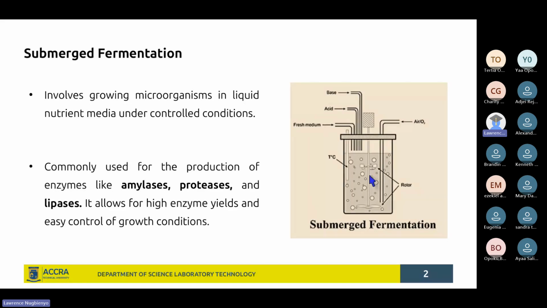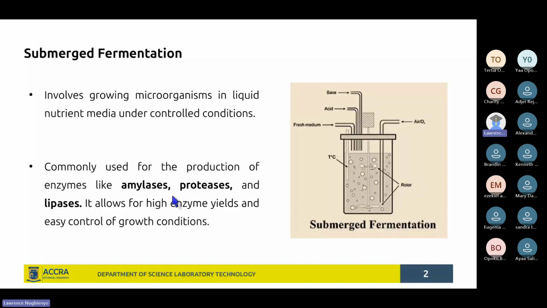Now, this process is used for the production of different kinds of enzymes, like say the amylases, proteases, lipases, those same enzymes that we talked about. In the last lecture, we did even talk about how these enzymes are applied in different industries. And so now we're just looking at how you apply the microbiology, which you had studied, in the industry, to produce enzymes such as this.